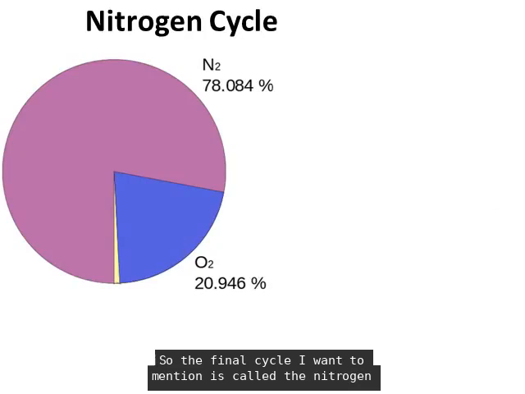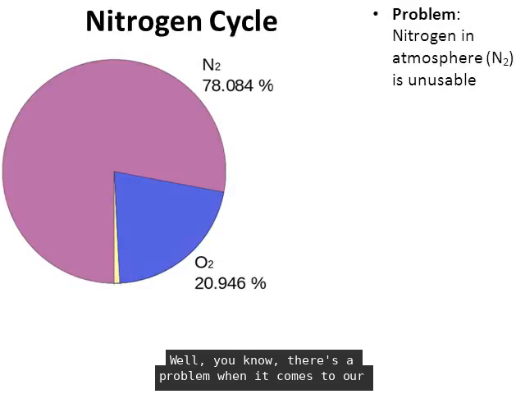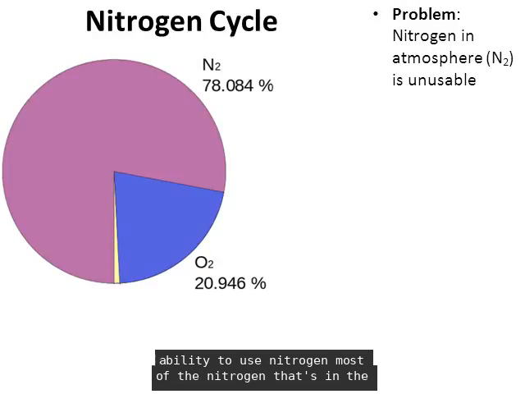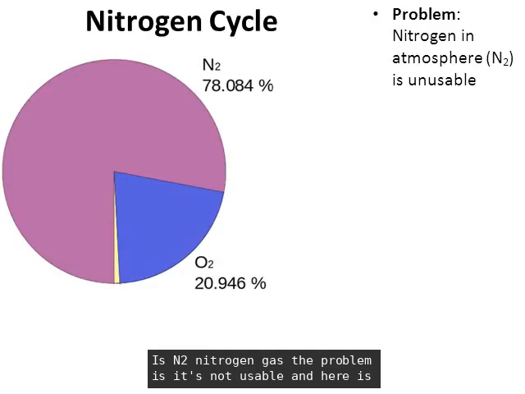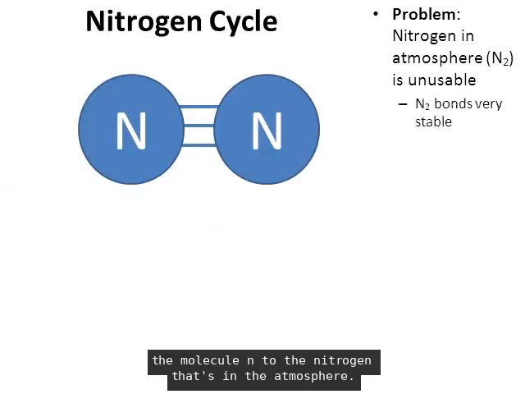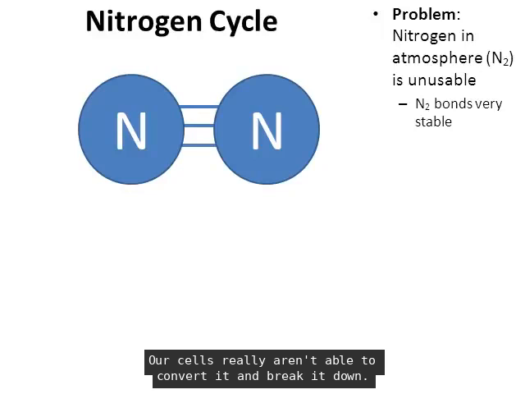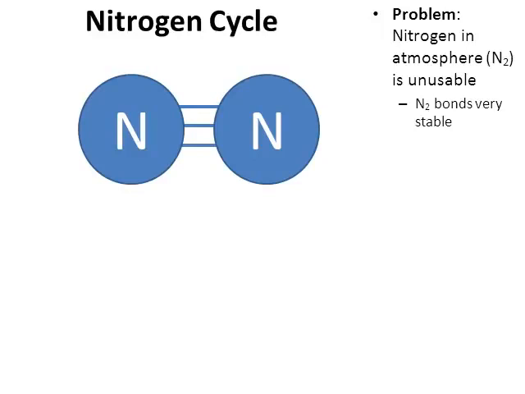So the final cycle I want to mention is called the nitrogen cycle. Well, there's a problem when it comes to our ability to use nitrogen. Most of the nitrogen that's in the atmosphere, by the way, 78% of our atmosphere is N2, nitrogen gas. The problem is it's not usable. And here's a reason why. The molecule N2, the nitrogen that's in the atmosphere, is held together by a very stable triple bond. And because it's held together by a very stable triple bond, our cells really aren't able to convert it and break it down.